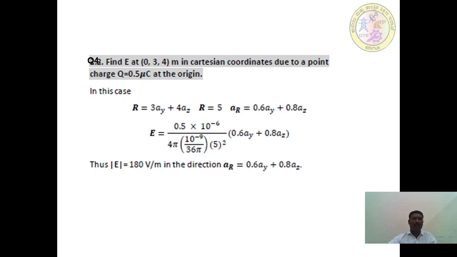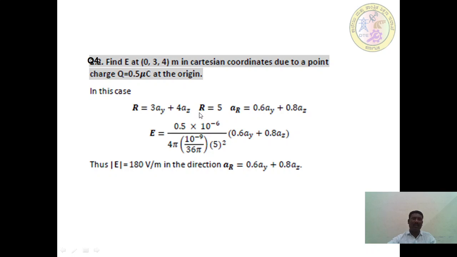Let's take up one more problem. Find electric field intensity at a point (0, 3, 4) meters in Cartesian coordinates due to a point charge Q equal to 0.5 microcoulombs at the origin. Let us find out the value of R. Here 0 is given, 3 is given, 4 is given. That is, x is equal to 0, y is equal to 3 and z is equal to 4. The x value is 0, only the y and z values exist. That is 3 ay plus 4 az.